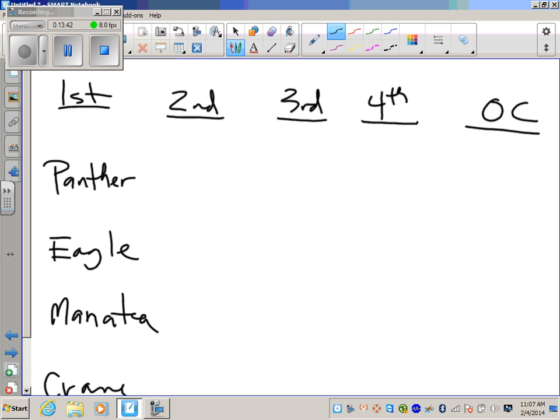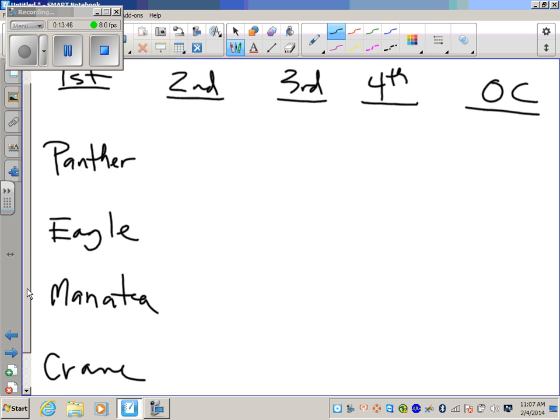Okay. So let's work through this. It might take a little while. Okay. If the panther is our first one, that's our first poster. My only choices for the second: eagle, manatee, and crane. If I go panther, eagle, what are my only choices for my third? Manatee and crane. If I go panther, eagle, manatee, what is my only choice for the fourth? Crane. It's the only one left.